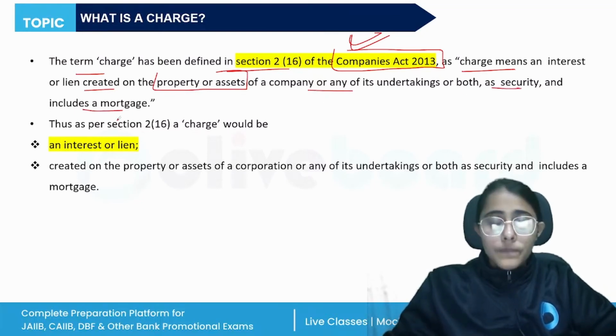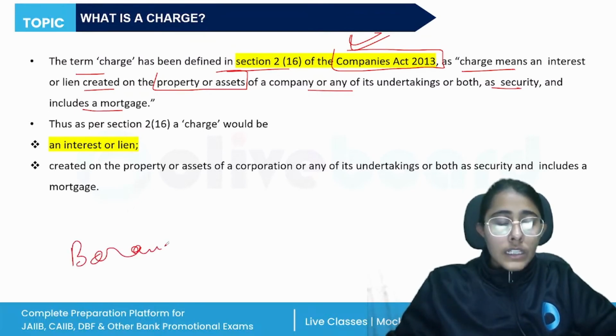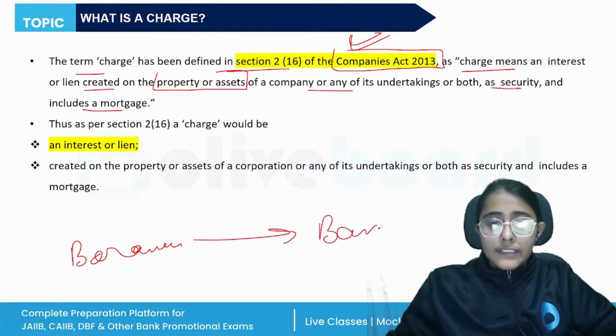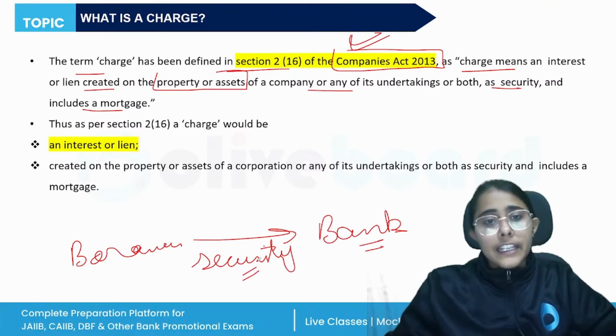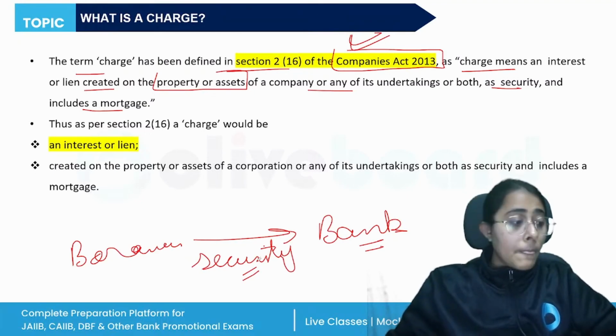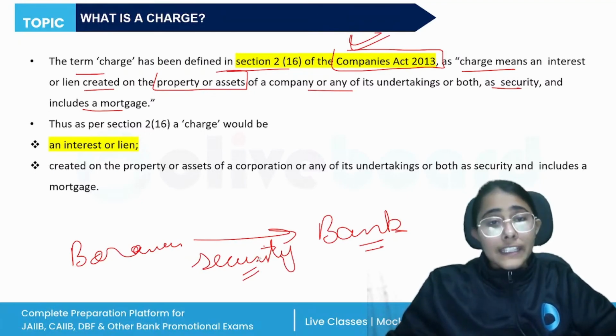So we already know that whenever a borrower takes a loan from a creditor, let's say a bank in our case, then in return for this loan they are giving this security as an interest to the bank. The bank can sell it or they can recover their loan in case of non-repayment or in case of default.